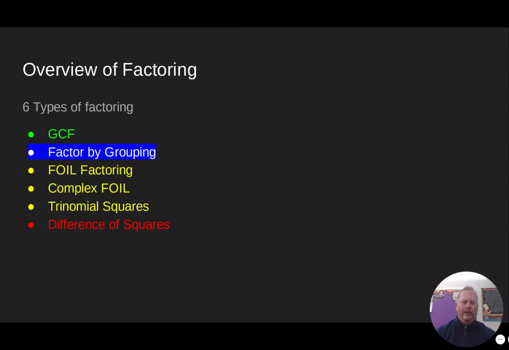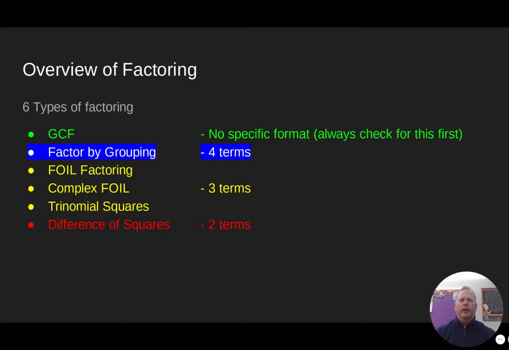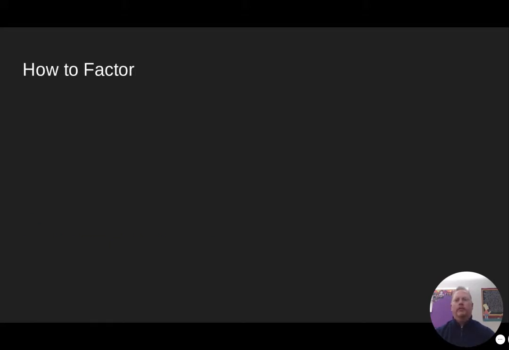So a GCF, there's no set number of terms. You always check for a GCF. But factor by grouping is always 4 terms. FOIL factoring, magic number, and trinomial squares are always 3 terms. And difference of squares is always 2 terms. So what I want to do is get into a little bit more detail as to, if you see a problem, how do you know which method to do? So let's start walking through it.